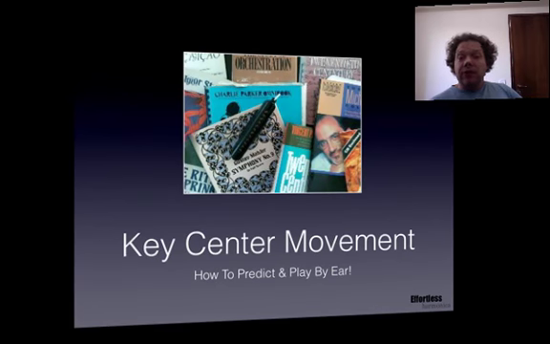So now you know what a key center is and how it can help you. Let's look at two common modulations. They are so common that it is good to really study them, so that you can almost predict how a song will evolve or what the next chord will be while you are playing, and you will be able to play by ear.